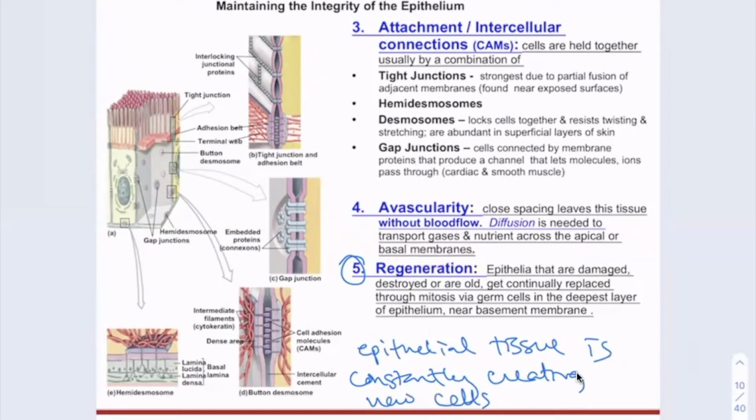So you're constantly regenerating. As epithelial cells get older or damaged, because they're a lining tissue, things are going to touch or rub up against it or go past it, they get old and they need to be replaced. So there's constant mitosis of germ cells or stem cells, basal cells, I should say, not quite stem cells, but they're cells that are regenerative or undergo mitosis in creating new cells, right? And so this regeneration is specific to epithelium.